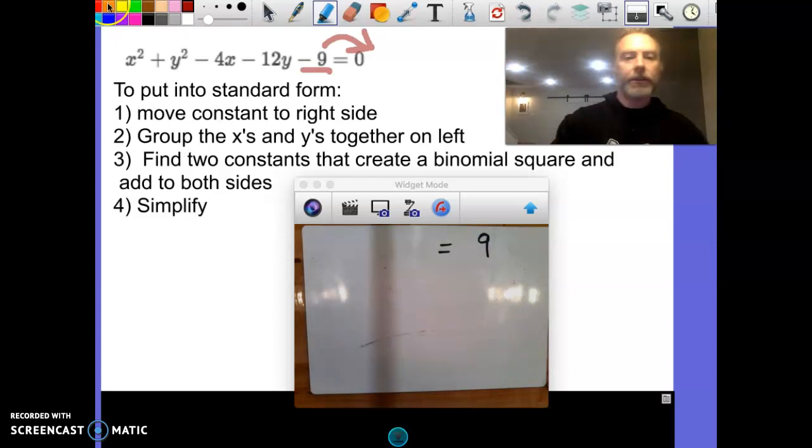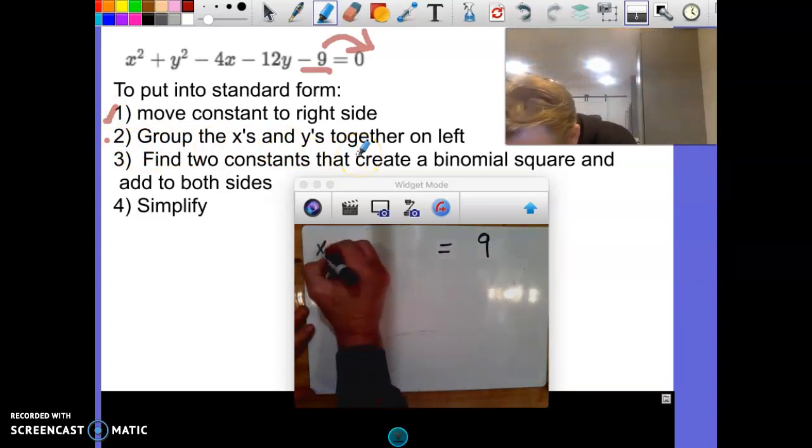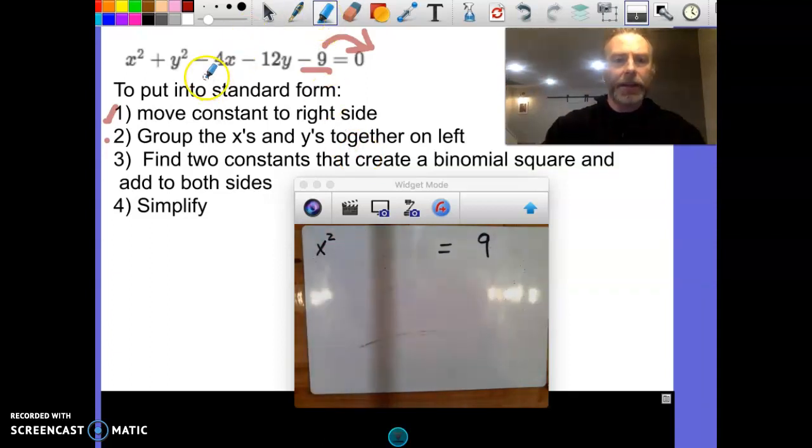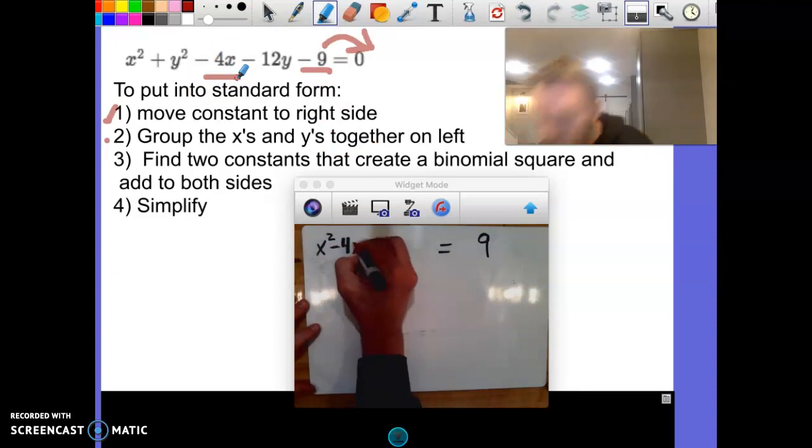And then we're also going to do step 2 here. So step 1 done, check. Step 2, group x's and y's together on the left. Here's what that looks like. So we're going to have x squared. And then the other x on the left-hand side is this -4x. So I'm just going to rearrange the order here a little bit.